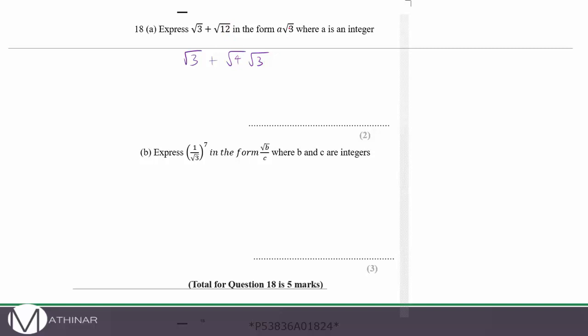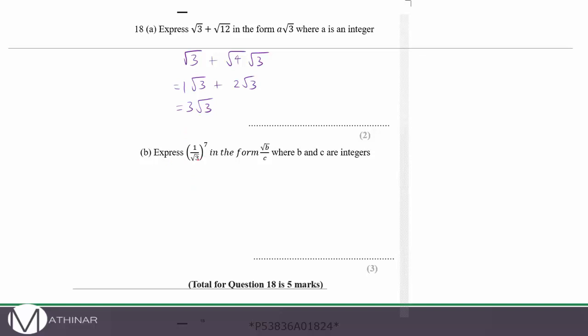And there's also a clue that the second one has to be root 3. We simplify this, so this becomes root 3 plus, and then the square root of 4 is 2. So it's root 3 plus 2 root 3. If you want, you can stick a 1 there. So 1 root 3 plus 2 root 3 gives you a final answer of 3 root 3, and that will get you 2 marks.